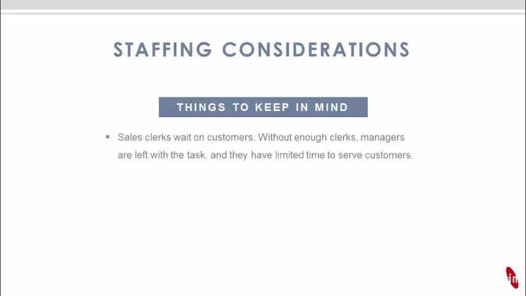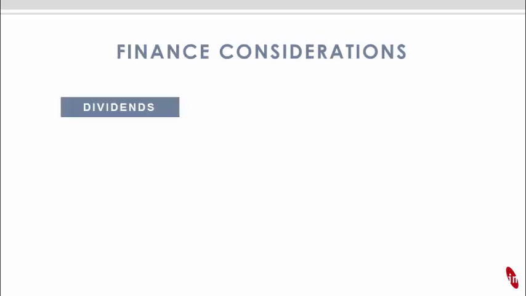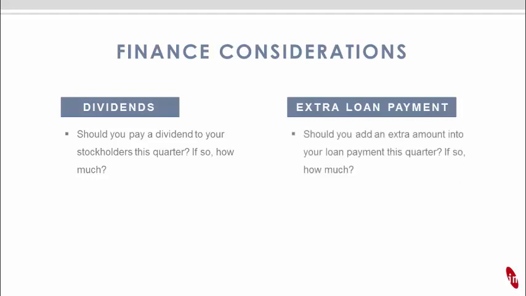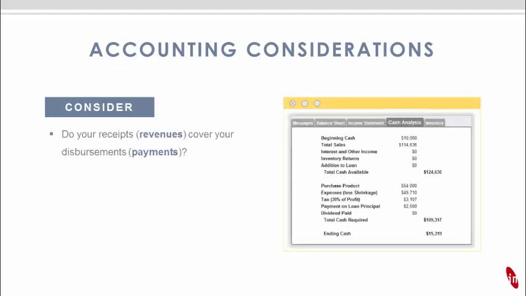Other things to keep in mind when it comes to staffing. What about your customer service? How does the number of sales clerks affect customer service? And how does all of this affect your profits, your bottom line? When it comes to your dividends, should you pay a dividend to your stockholders this quarter? If so, how much? Again, these are the decisions you will be making for your retail store. Should you make an extra loan payment? If so, how much? When it comes to accounting, do your revenues cover your payments?